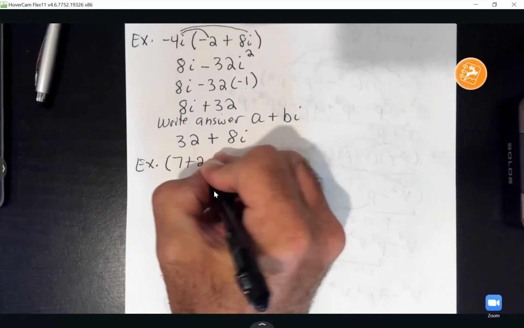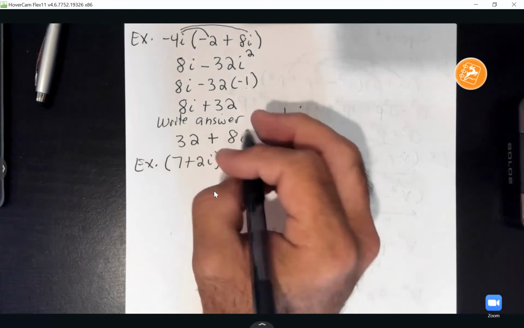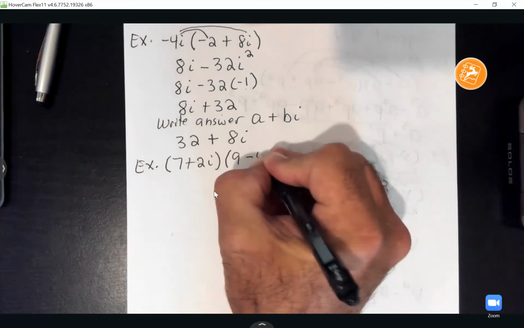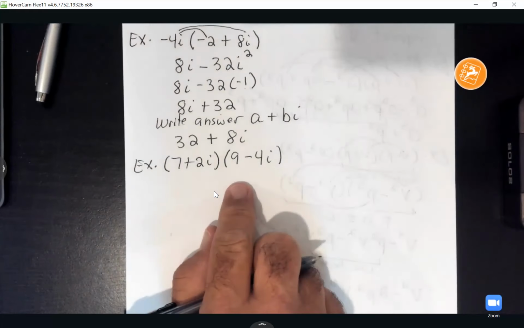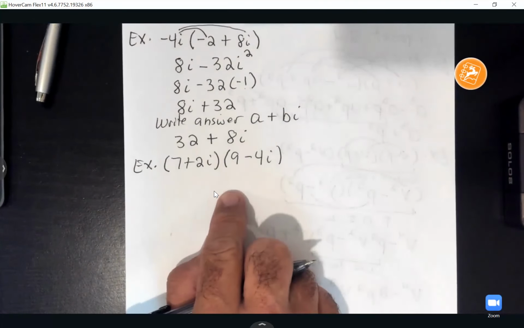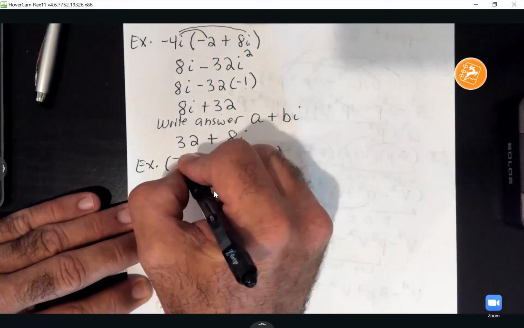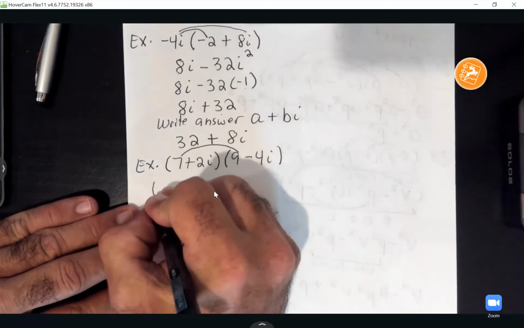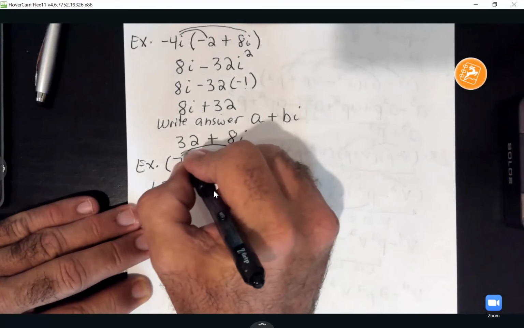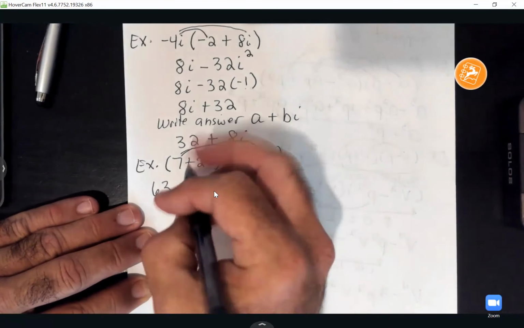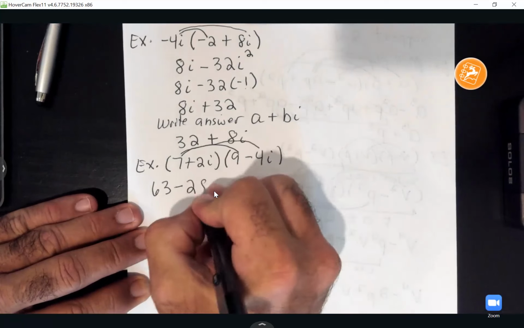7 plus 2i times 9 minus 4i. So I'll do this one on the calculator too, because I don't have variables. But I'm going to do it by hand first. So 7 times 9 is 63. 7 times negative 4i is a negative 28i.